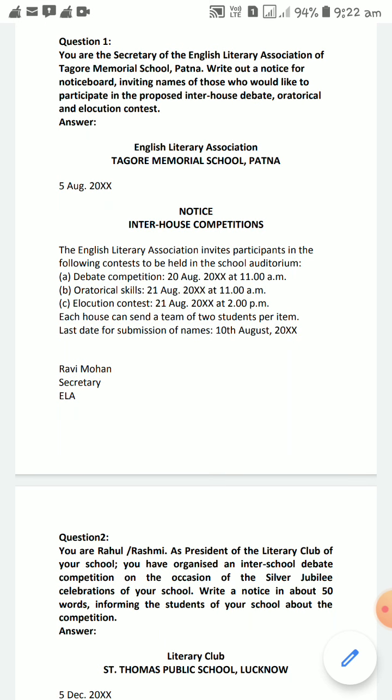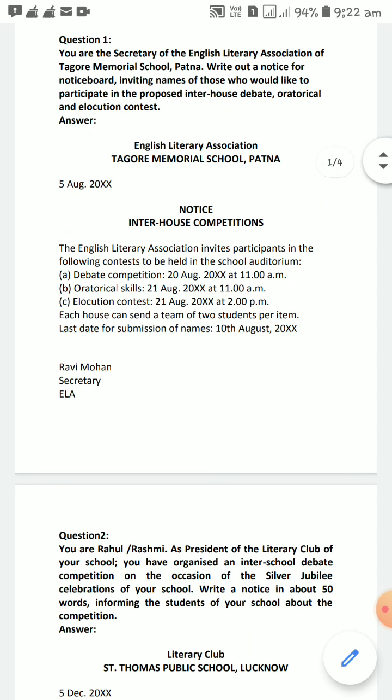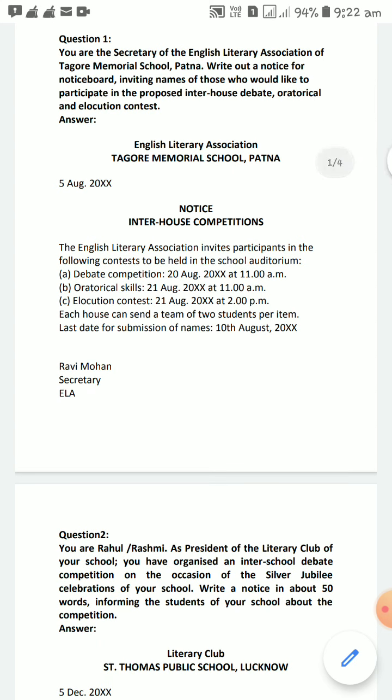For the debate competition, you specify time, and obviously 20 August, then obviously a year you will specify. Similarly, oratorical skills, the next day 21st August, time you will specify, that is up to you. Then elocution contest, the same date, but at a different time. See, it is written 2 p.m. So dear students, these things you have to improvise on your own. I have just given an example so that you can get an idea of what I am trying to say.